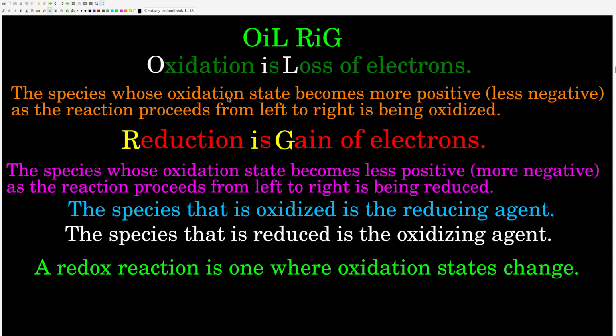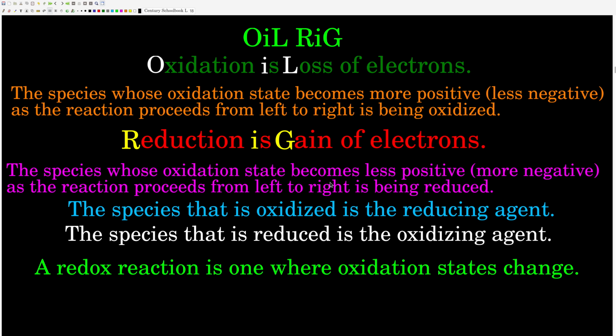if the oxidation state of some element becomes more positive or less negative as we go from left to right, that's what's being oxidized. Likewise, reduction is gain, RIG, of electrons. So if something gains electrons, it's being reduced, and we can tell that by calculating the oxidation state on both sides of the arrow. If the oxidation state becomes less positive or more negative, that thing is gaining electrons, it's being reduced.